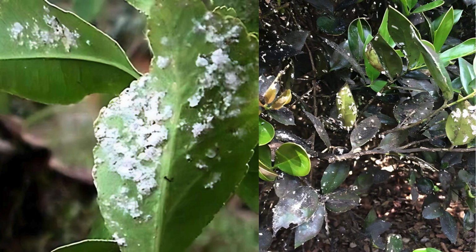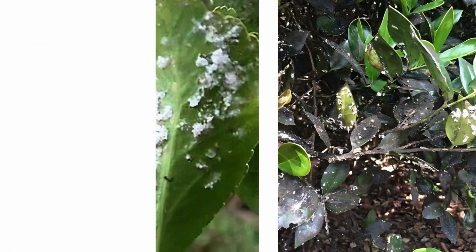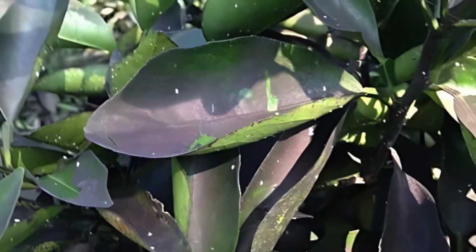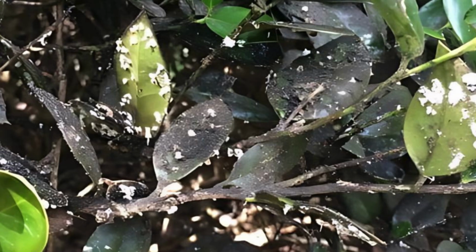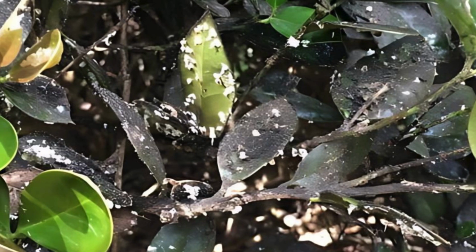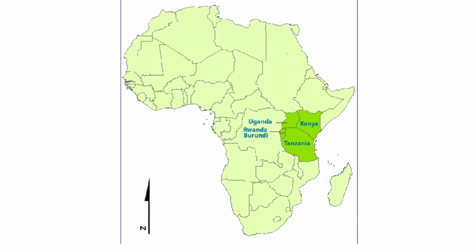The honeydew that is excreted by the whiteflies promotes the growth of sooty mold, which interferes with photosynthesis and further harms the plant. Effective management includes using biological control agents like parasitic wasps and employing cultural practices to control their population and reduce damage. The citrus woolly whitefly is an invasive species in East Africa, affecting countries such as Tanzania, Uganda, and my home country, Kenya.